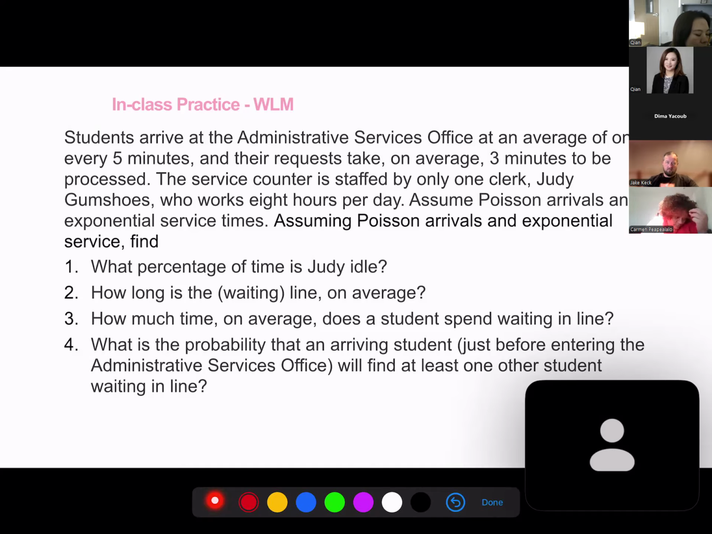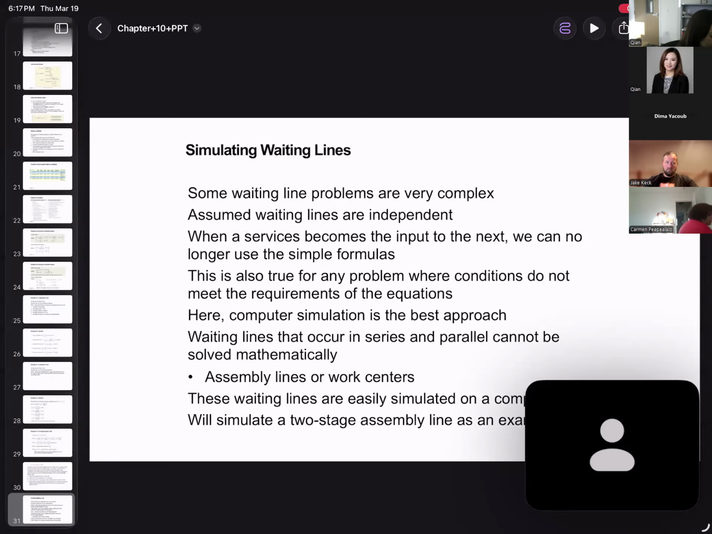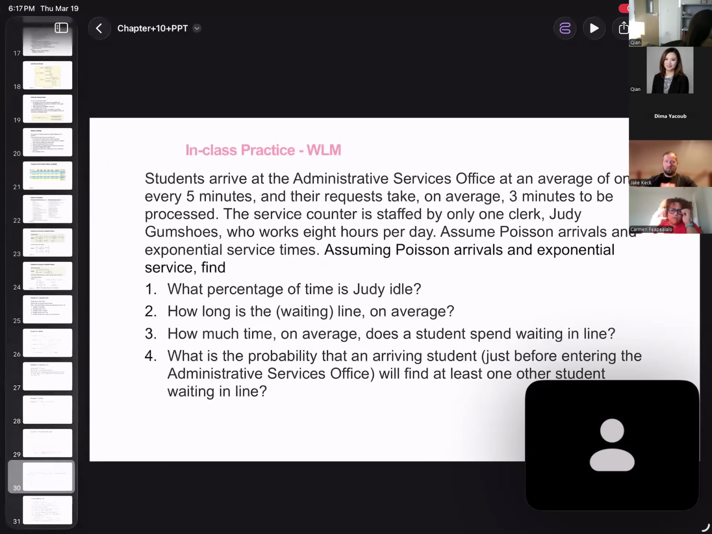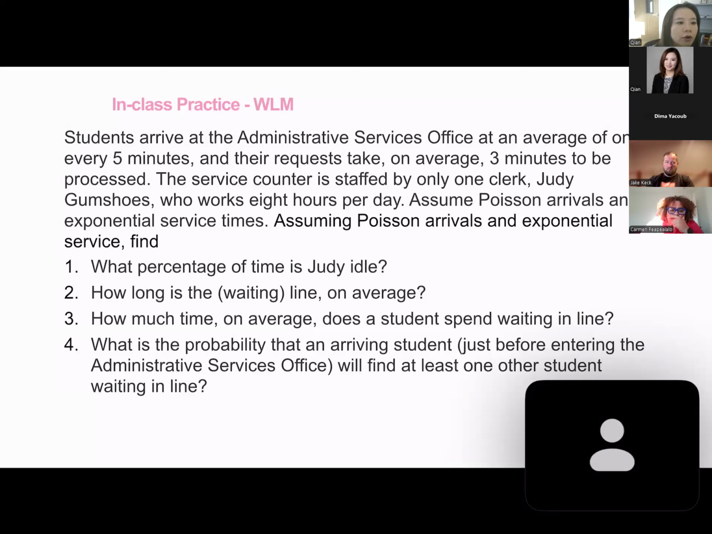And the fourth one, what is the probability? This is what we just do. Okay, so let's take a look at how to do it. First question: what percentage of the time is Judy idle?